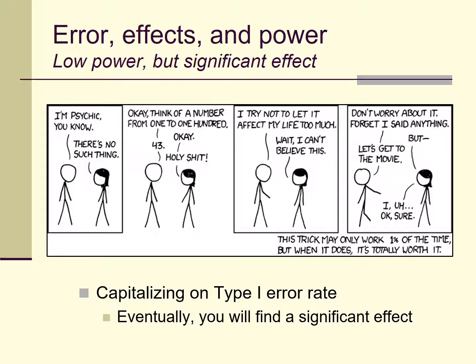The person says, I'm a psychic. His friend says, there's no such thing. Okay, think of a number between 1 and 100. Okay, 43. Holy shit. I try not to let it affect my life too much. Wait, I can't believe this. Don't worry about it. Forget I said anything, but let's go to a movie. This trick only works 1% of the time, but when it does, it's totally worth it.